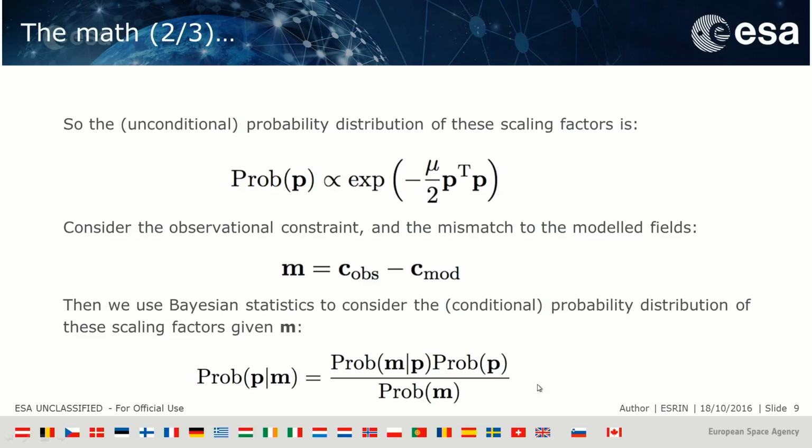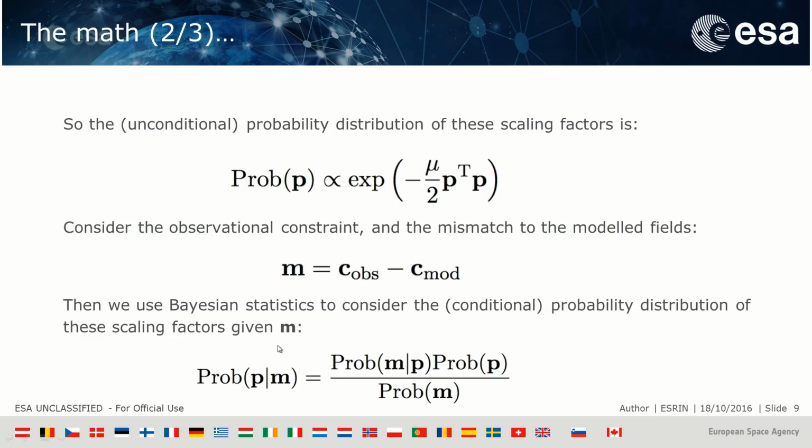Okay, so again, we're assuming everything's Gaussian, and then we have our unconditional probability distribution that looks like this. This is very similar to something that we saw yesterday. So this is a Gaussian kind of relationship. And this is the mismatch term that we're trying to minimize. We want to make it smaller within the uncertainties of our setup. So this is the difference between our observations and our modeled concentrations.